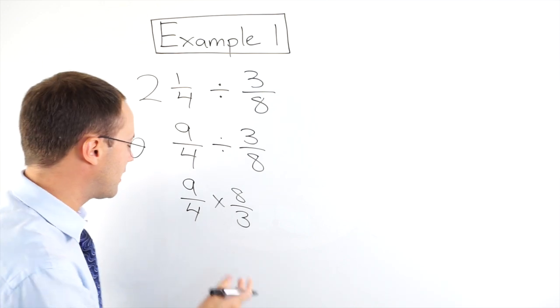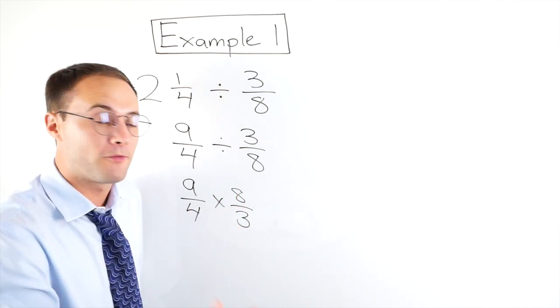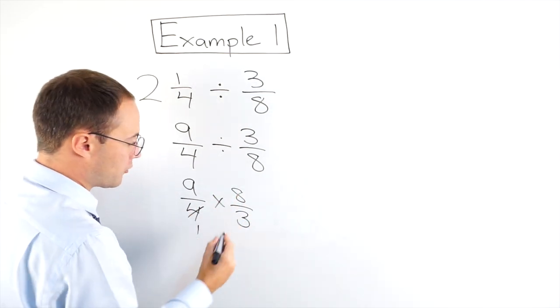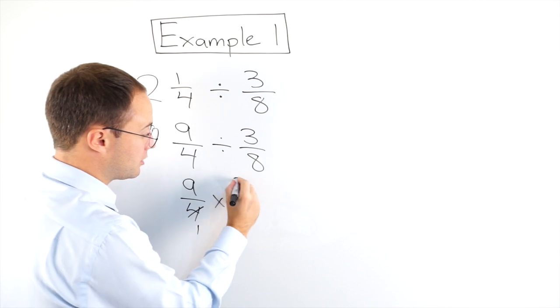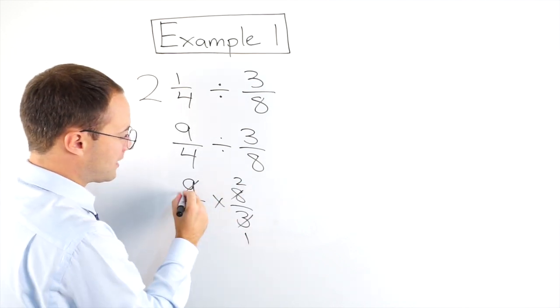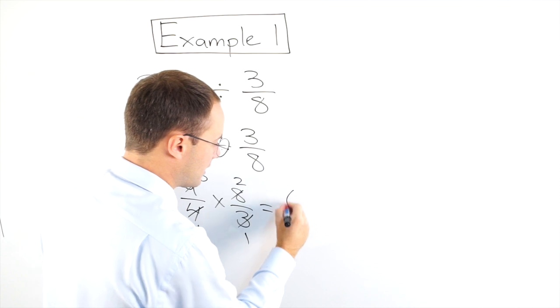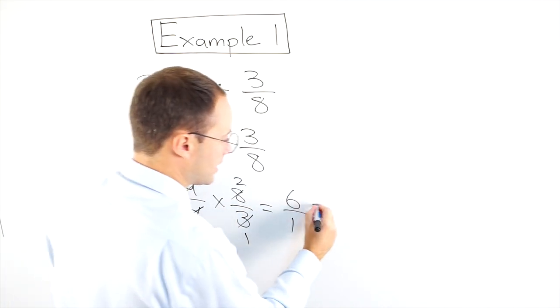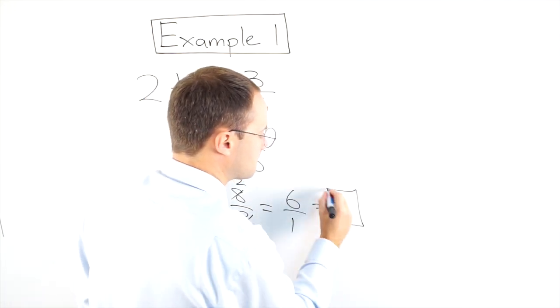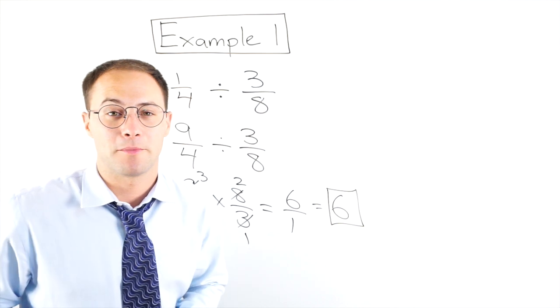And then it's pretty simple, right? Always try to simplify before you multiply. That 4 becomes a 1, 8 becomes a 2, that becomes a 1, that becomes a 3, multiply straight across, and I get 6 over 1, which is 6. Okay, let's try another example.